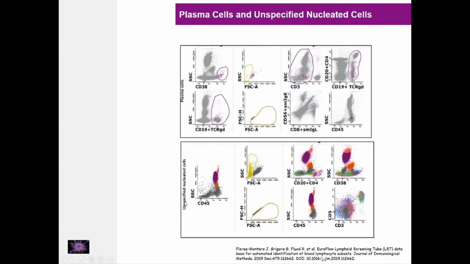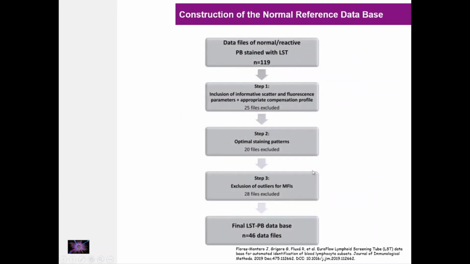And finally, the unspecified nucleated cells, as you can see, are represented by both the basophils and the dendritic cells, and they are located at CD45 side scatter here, and not individualized as specific populations. So the technical quality of each data file was evaluated, and they ended up with only 46 data files which were merged in the reference LST database.